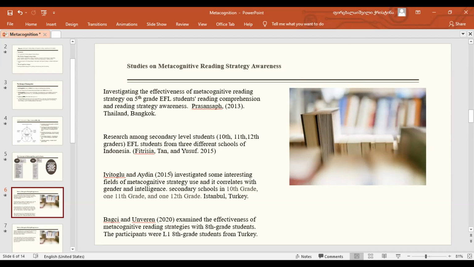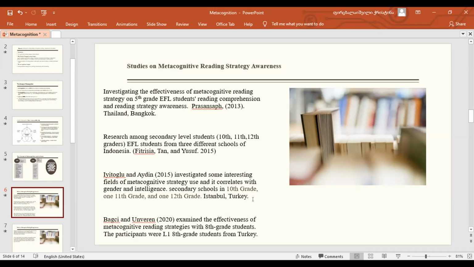And in 2015, scientists from Turkey investigated some interesting fields of metacognitive strategy use and its effect, and its correlation with gender and multiple intelligences. Secondary school students were 10th graders, 11th graders and 12th graders, and they discovered the relationship with gender. They discovered that female students were using problem-solving strategies and other metacognitive strategies more frequently than males. And it was interesting for me.